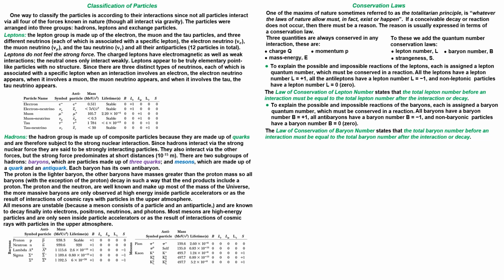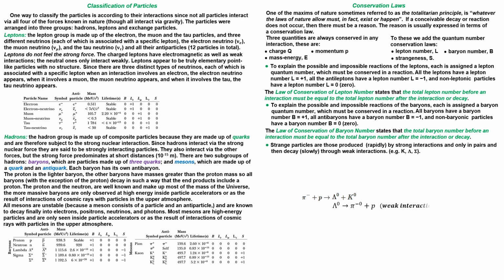Before the third conservation law is stated, we must understand what strange particles are. Strange particles are those produced rapidly by strong interactions and only in pairs, and then decay slowly through weak interactions. Let's see one example when a positive pion interacts with a proton. Two neutral strange particles are produced, lambda and K0, with high probability following the reaction. The lambda particle then decays through the weak nuclear interaction according to the reaction. And the kaon decays via the weak interaction according to the reaction.